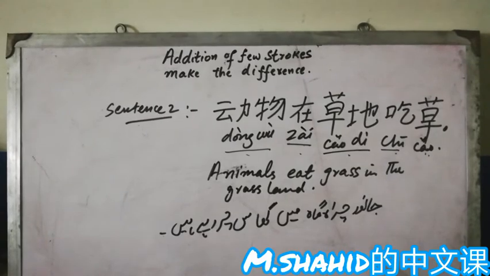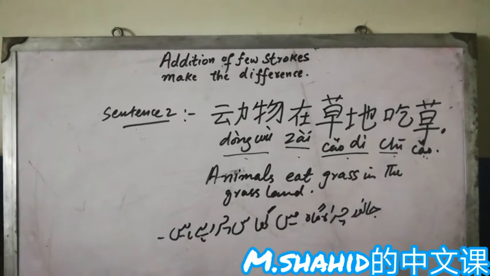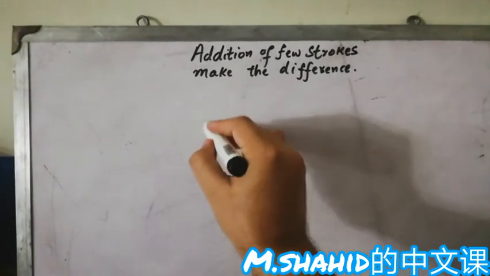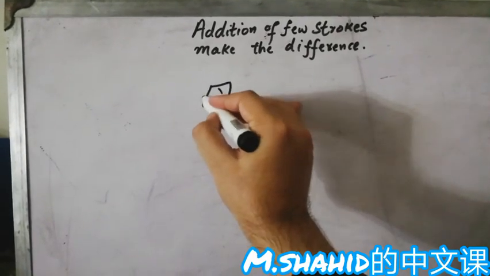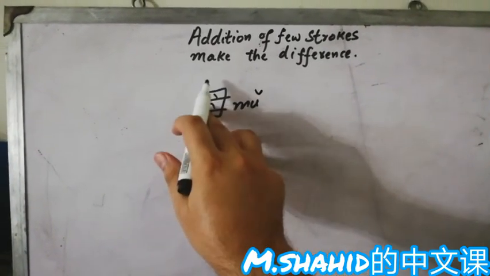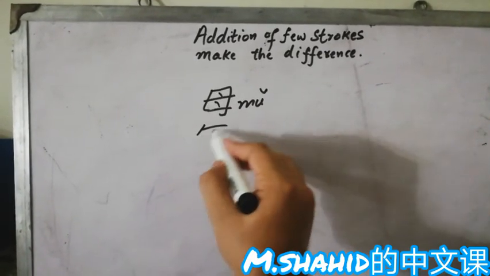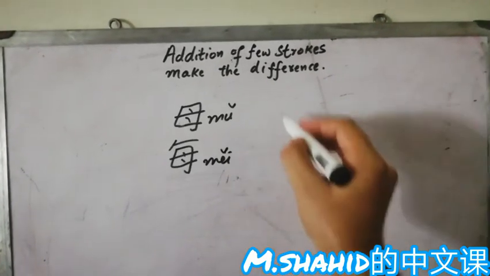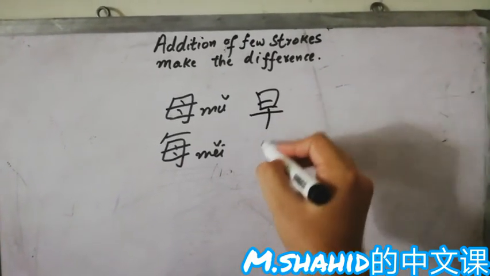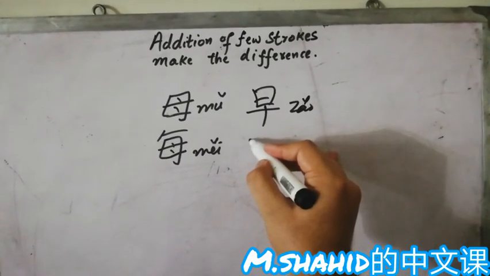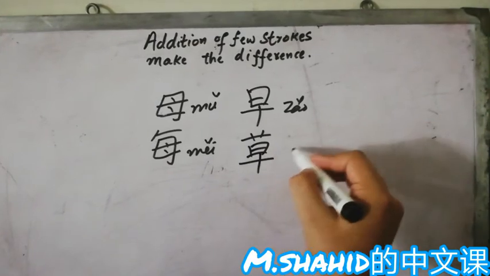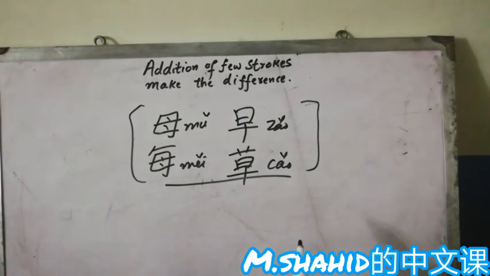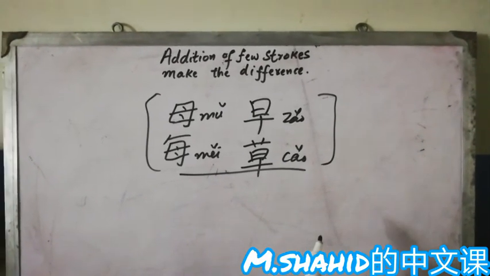So this was all about the characters: mu, mei, zao and cao. We made sentences on these and we learned the connection of these characters with each other.